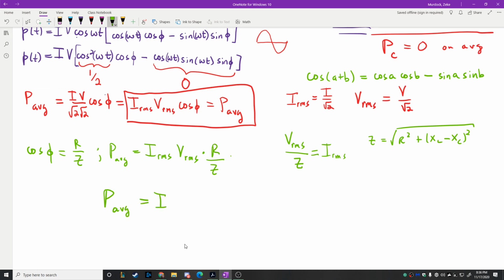Then basically your average power, we're right back to where we were with DC circuits. It's I squared R. However, one caveat, you have to use RMS current now. This is only true for RMS current, right? This is AC power.